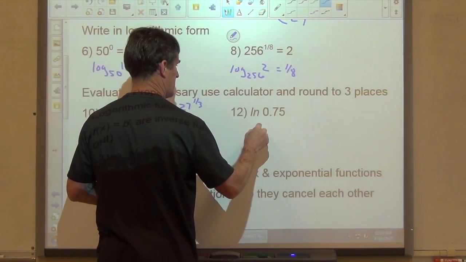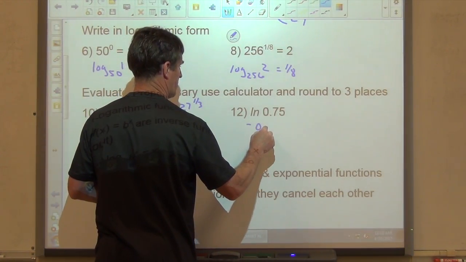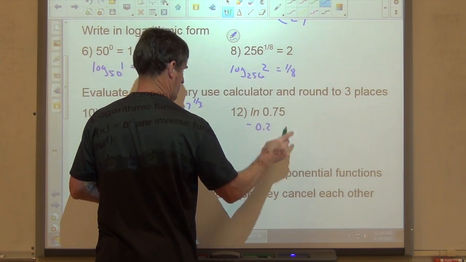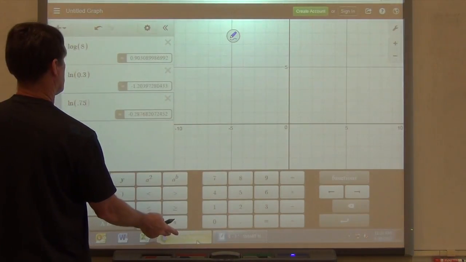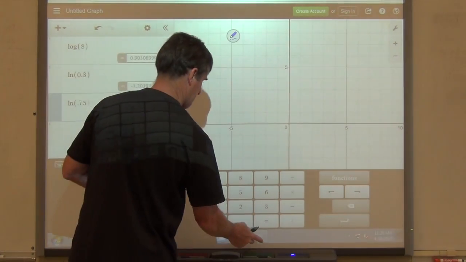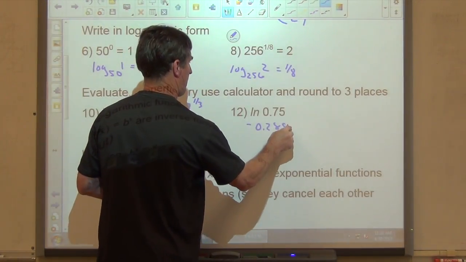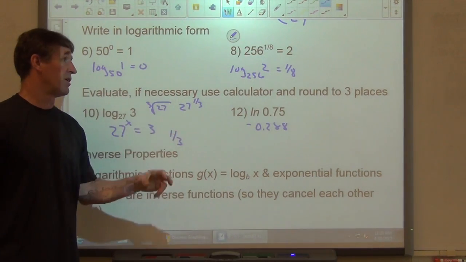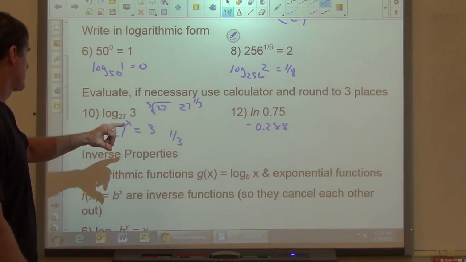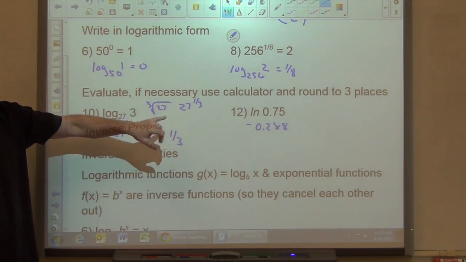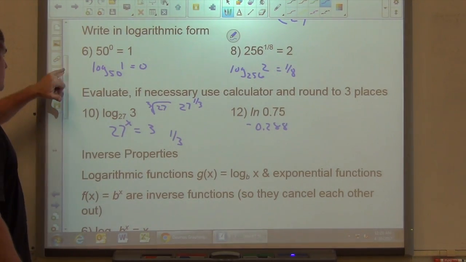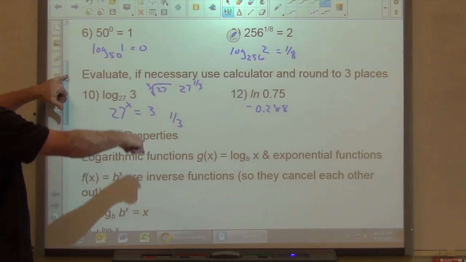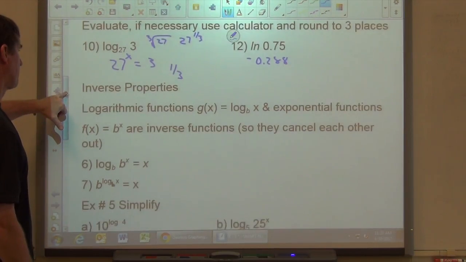Yeah, 3 places. Negative 0.0288. And that would round off. So hopefully that part's pretty easy for you. The converting will be the hardest part because you have to do it by thinking about what you get. The other part's just put in the calculator.